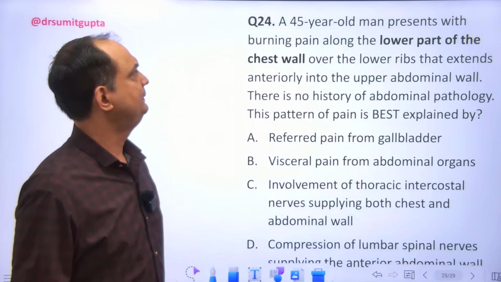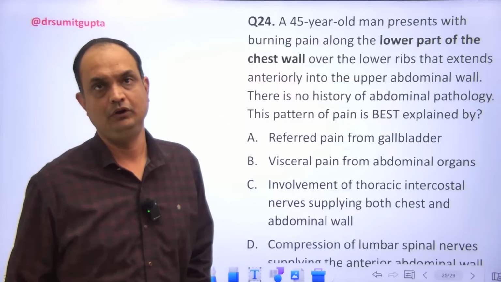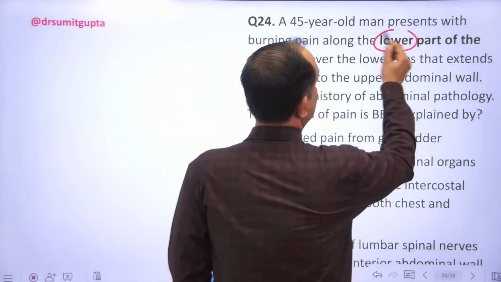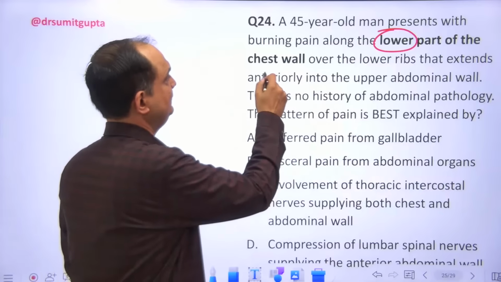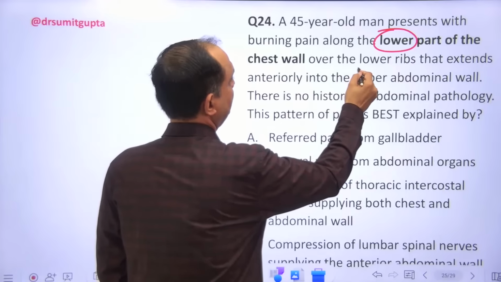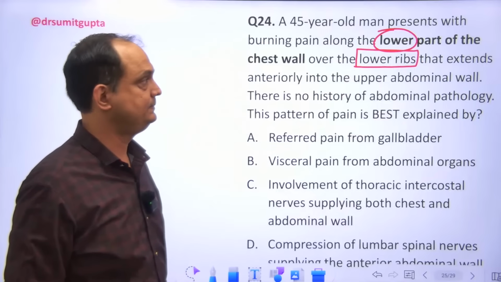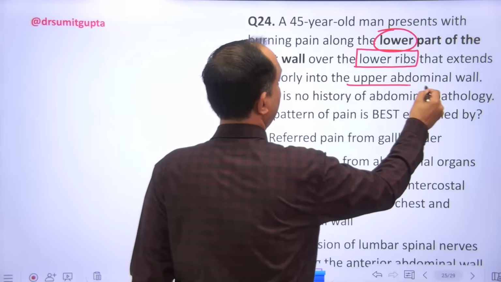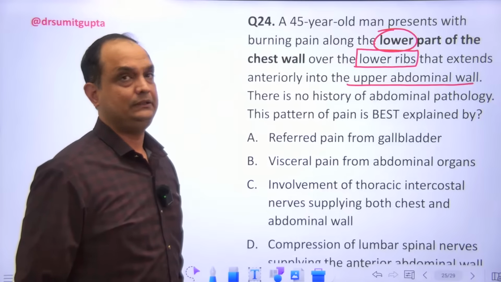A 45-year-old man presents with burning pain along the lower part of the chest wall. So, where are you dealing? You are dealing with the lower chest wall over the lower ribs. Clear? So, this is the problem where the patient has pain along the lower chest wall in the lower ribs, but this pain extends into the upper abdominal wall also. There is no history of abdominal pathology.